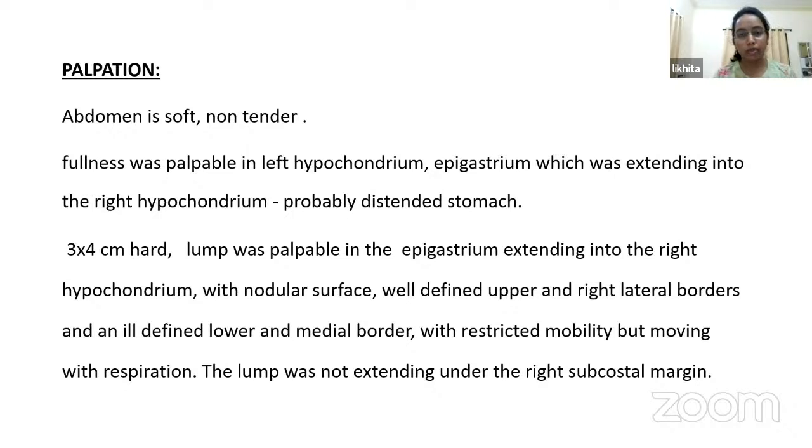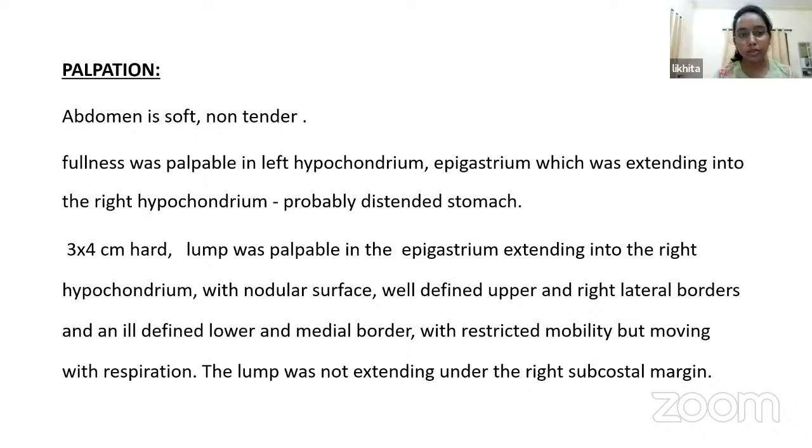Okay. Anything else you can think of with similar findings? Yes, sir. It could be a pseudocyst of pancreas also. But a hard mass, a hard mass in the same area. Can it be a lymph node mass? Yeah, because you said restricted mobility only.